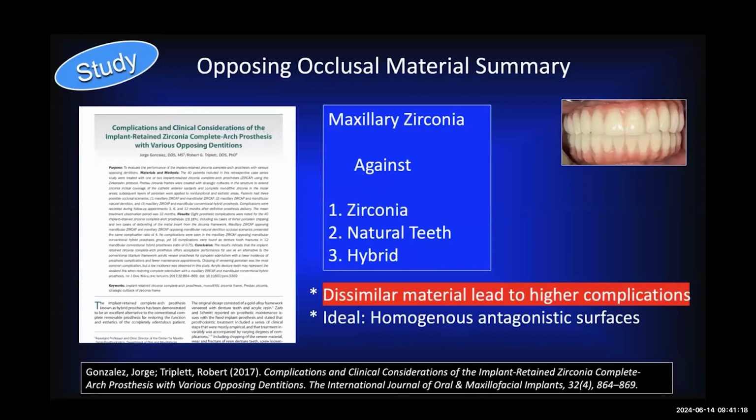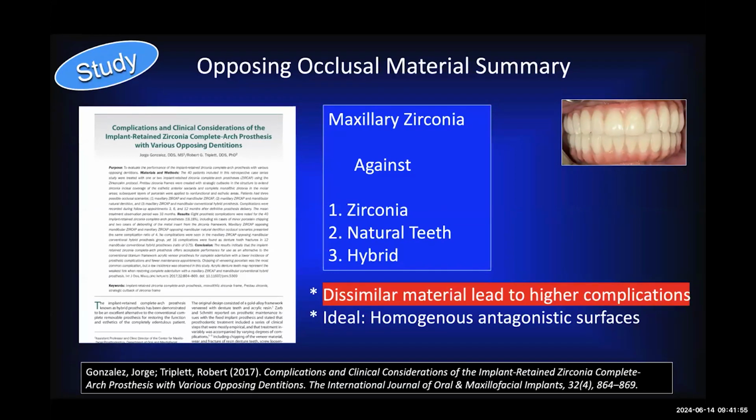So if we can't just use acrylic resin, then what do we use? Here's a study that actually looked at it, and it's a very good study. They looked at a maxillary zirconia prosthesis against zirconia, so zirc against zirc, zirconia against natural teeth, or zirconia against a hybrid. Basically, they said that when you have dissimilar materials, it leads to higher complications. So ideally, you want homogeneous antagonistic surfaces. Keep them the same if you are restoring them the same.